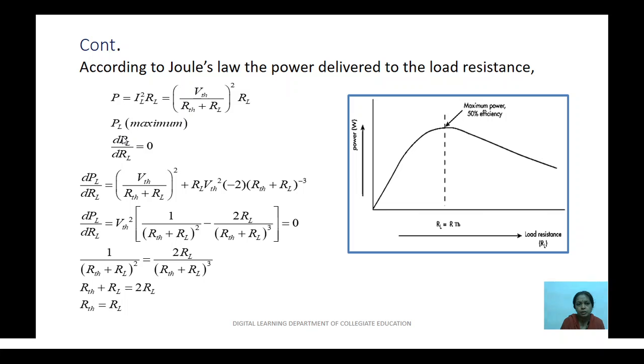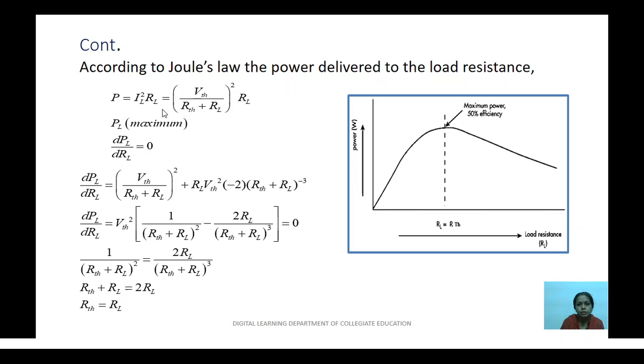So this power will be maximum under a condition we can find from this mathematical equation. In this equation RL is a variable, VTH is constant, RTH is constant. As you vary the load resistance, power will vary. Power will be maximum when the first order derivative dPL by dRL is 0. We know from mathematics, whenever a quantity is maximum, its first order derivative will be 0.